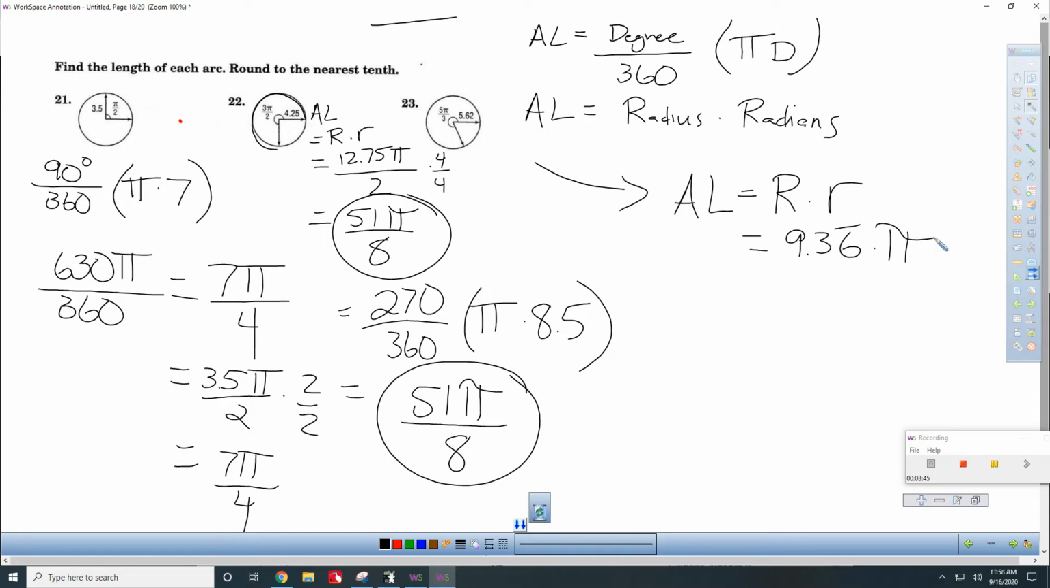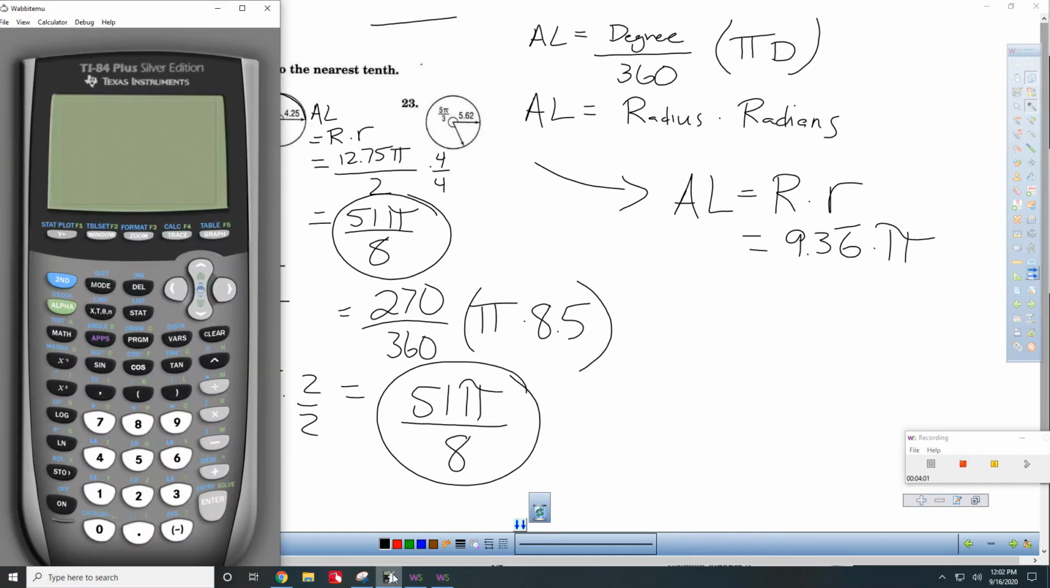And to do that, here, let me show you how you do this in the calculator. You do 9.366666. And then you want to go fraction to decimal. So math, turn it into a fraction. And you're going to end up with 281 pi over 30.